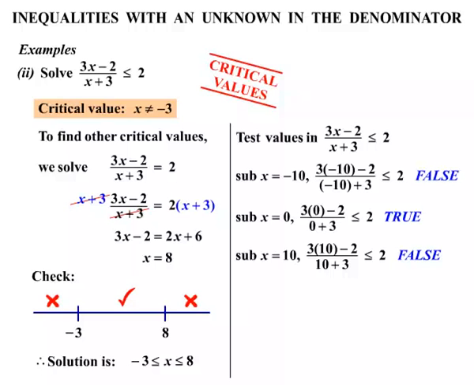However, there's one problem. The critical value x cannot equal minus 3. So back on our number line there, at minus 3, we'll do a little open circle, which means that we're not going to include that. So as a result, we need to change that less than or equal to strictly to a less than sign.